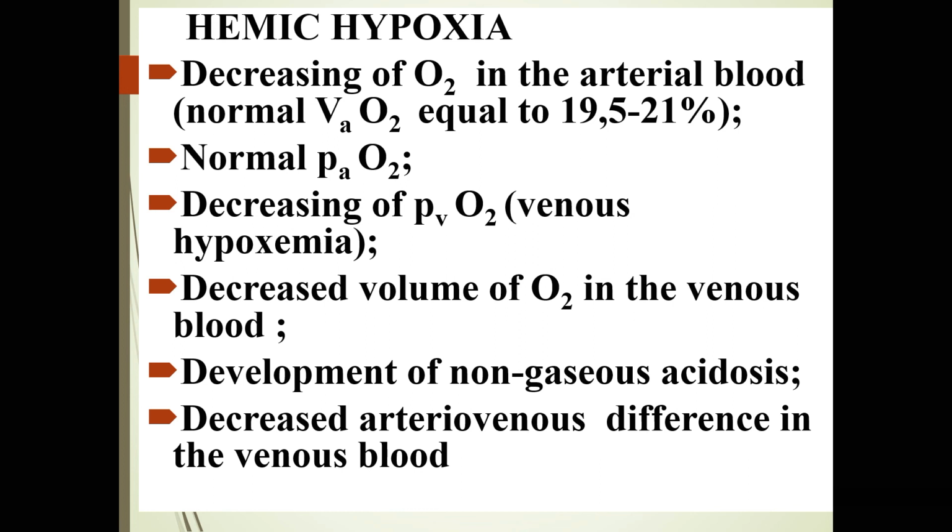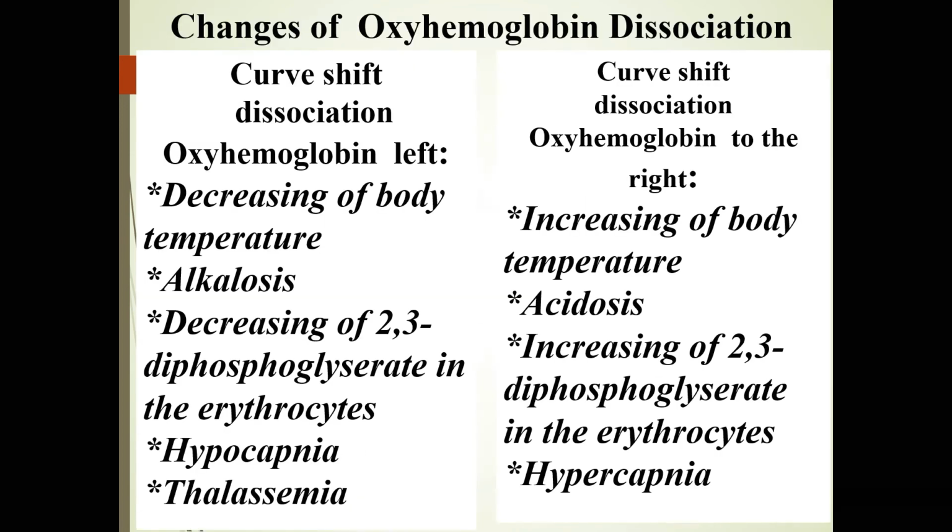In hemic hypoxia, oxygen in the arterial blood decreases, while partial pressure of oxygen in the arterial blood is normal. Oxygen volume in the venous system decreases, and non-gaseous acidosis develops, and the arteriovenous difference decreases. There are also changes of the oxyhemoglobin dissociation curve, which shifts to the left or to the right.